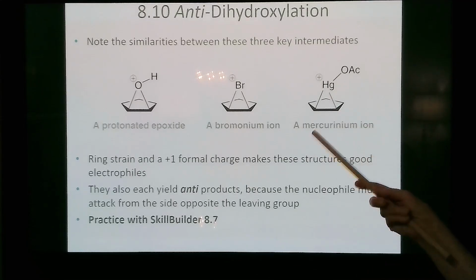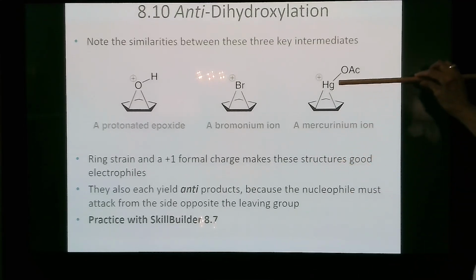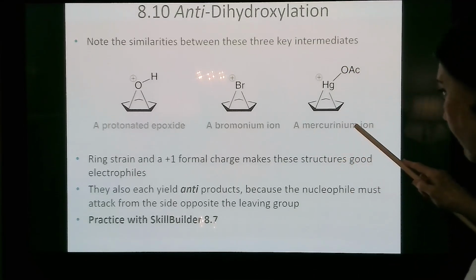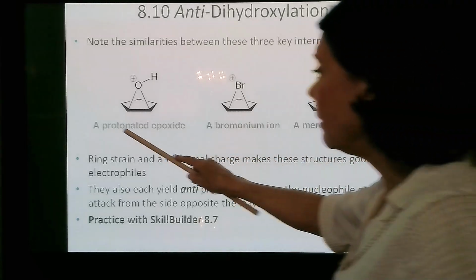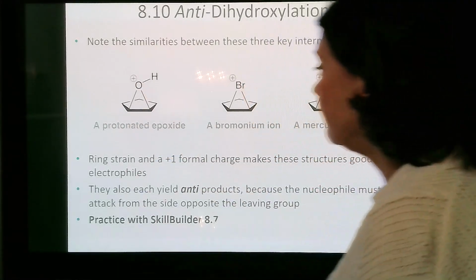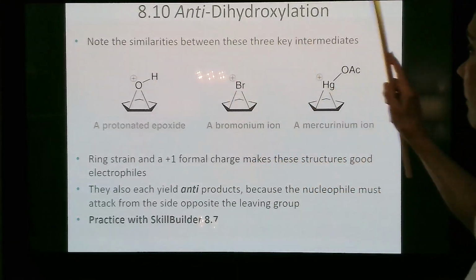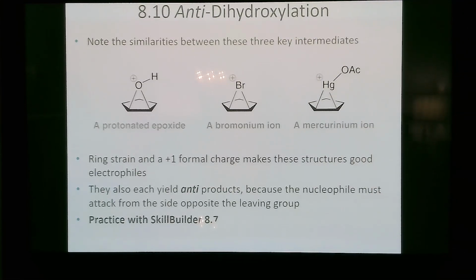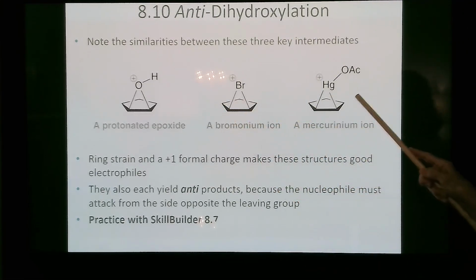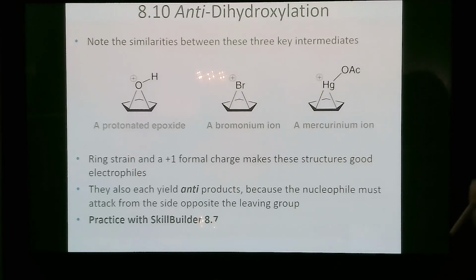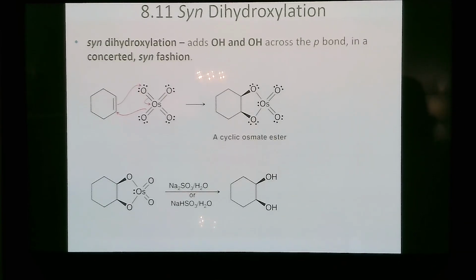And note the similarities here. That's mercuronium, bromonium, and oxonium. All onium, onium, onium. Because in each case, they're bearing a positive charge, and they've increased their valence by 1. Very similar reactions. Now let's go on to the hydroxylation, the dihydroxylation.